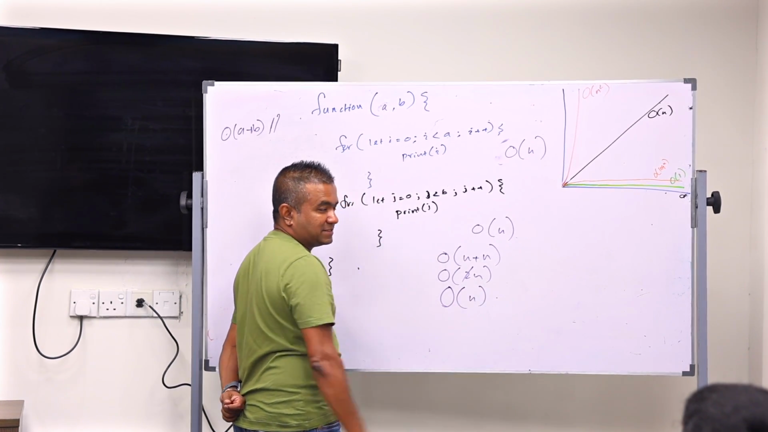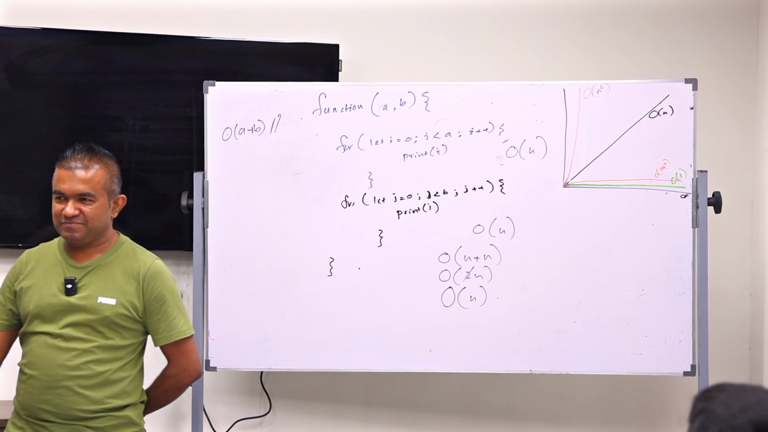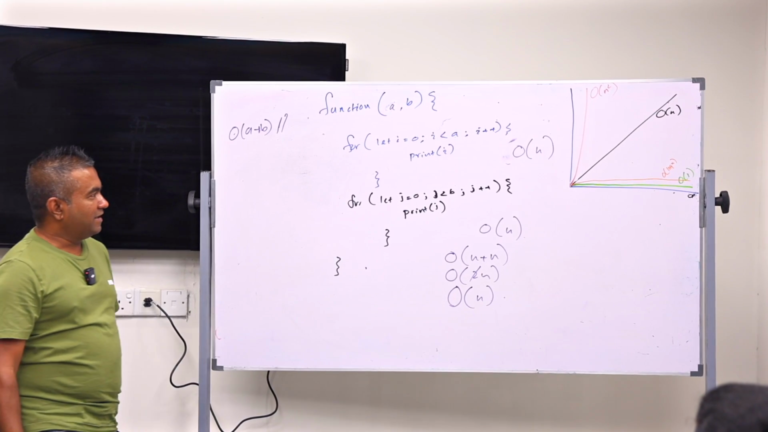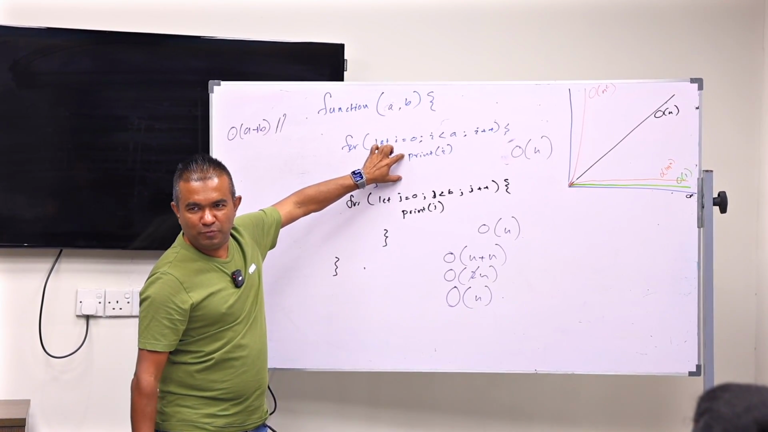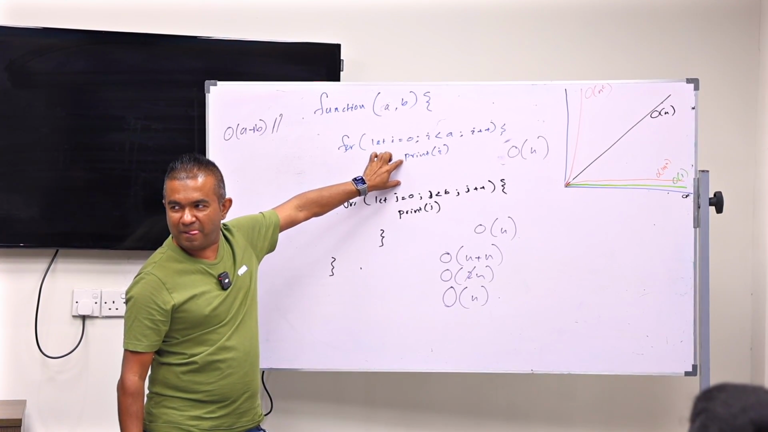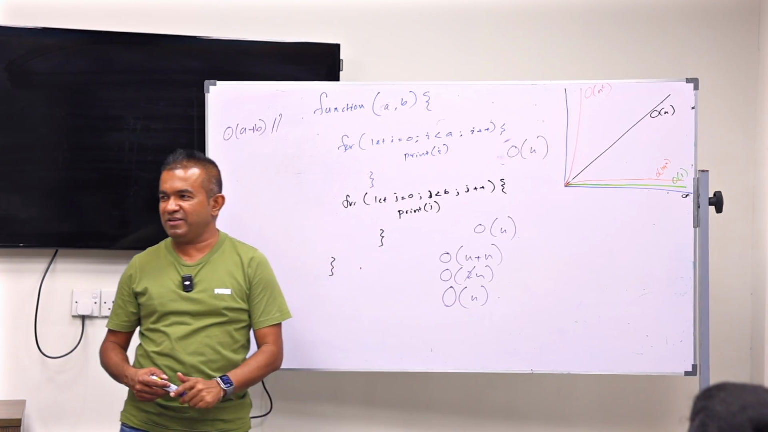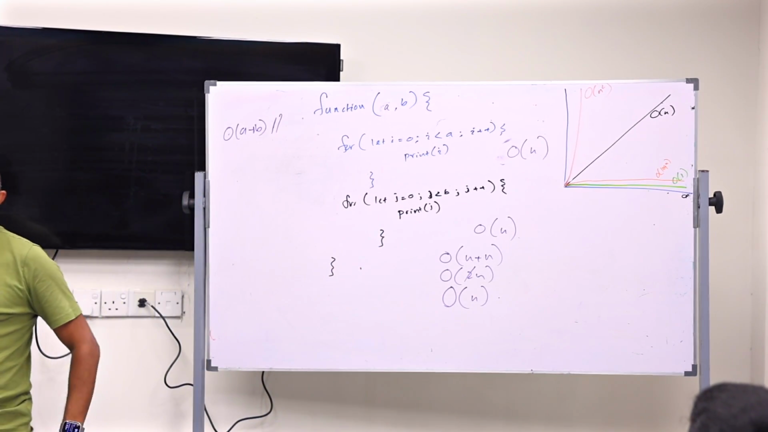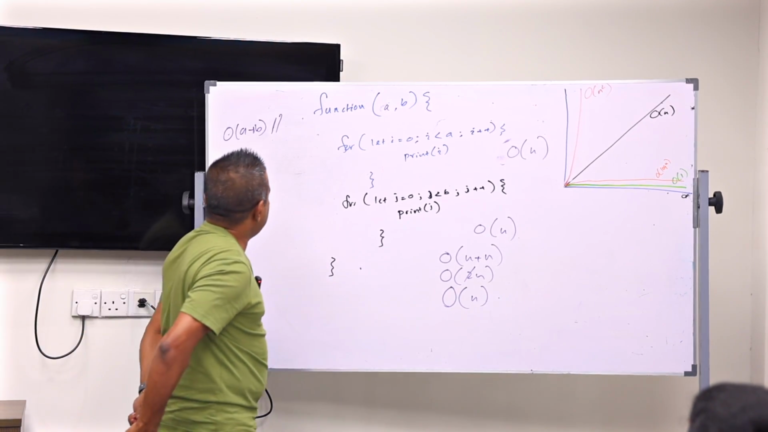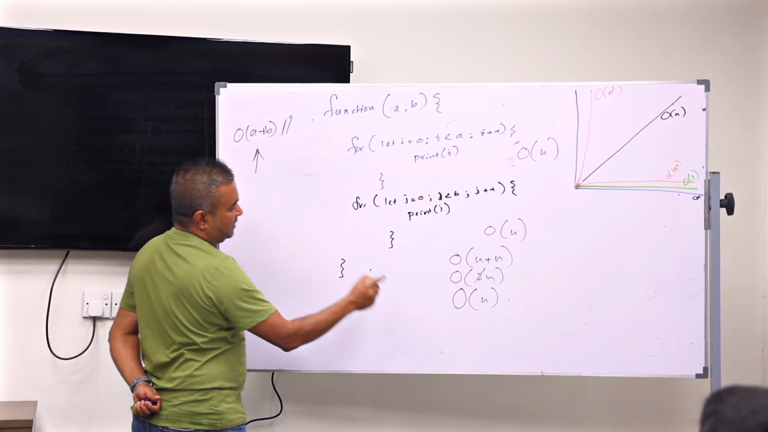Why is it not this? Because what we learned is that this type of for loop is categorized as O(n). So this is again twice this, just instead of n we are using A and B. So why are you saying this but not this?